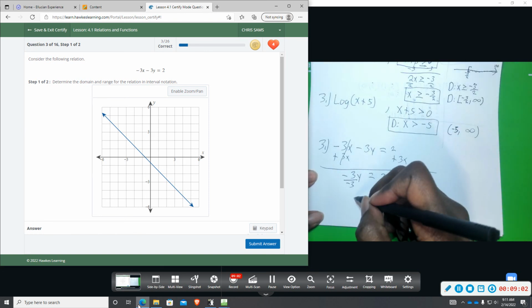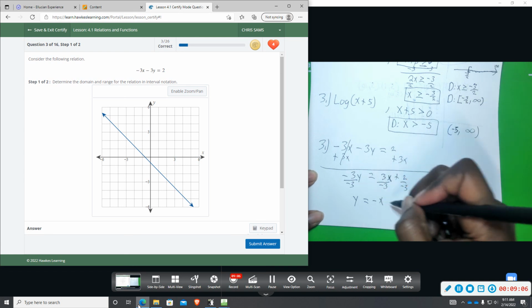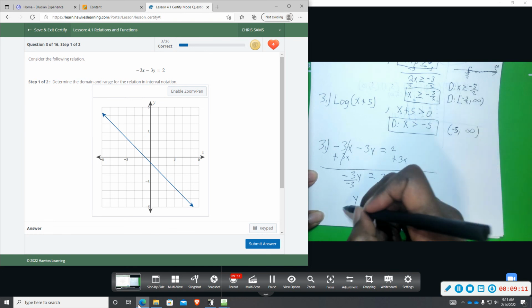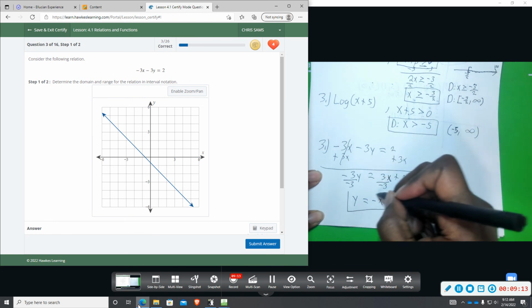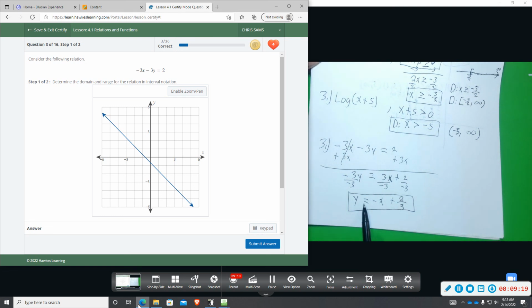And then this time we get y equals negative x plus 2 over 3. Okay, so when I have my function equation solved for y, then I just go through a check. This is just for domain. I just go through a check.